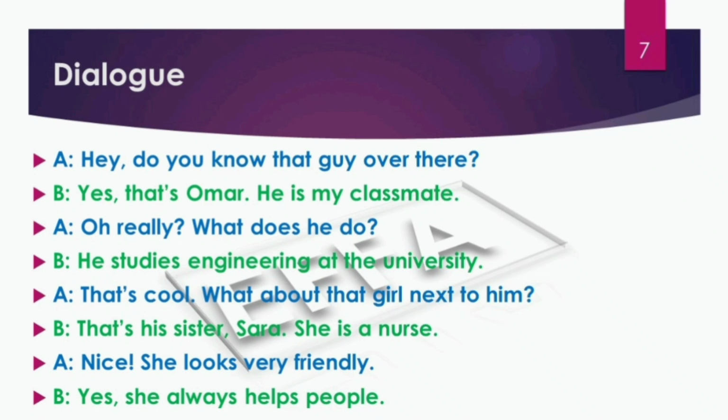A. Hey, do you know that guy over there? B. Yes, that's Omar. He's my classmate. A. Oh, really? What does he do? B. He studies engineering at the university. A. That's cool. What about that girl next to him? B. That's his sister, Sarah. She's a nurse. A. Nice. She looks very friendly. B. Yes, she always helps people.